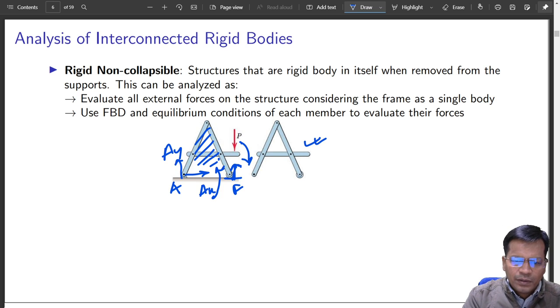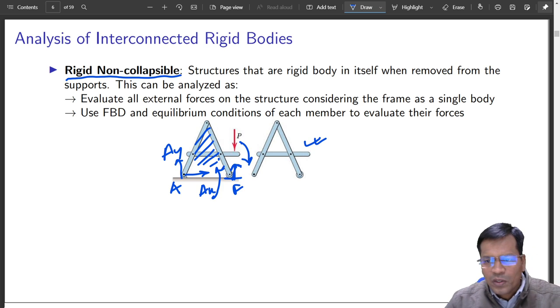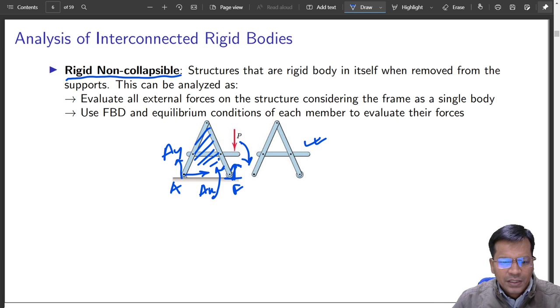If at all this structure is rigid and non-collapsible, that method applies here as well. Now using free body diagram. Yes.